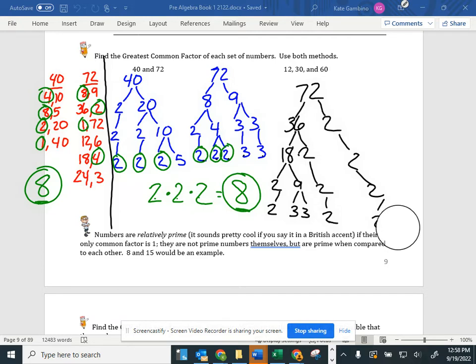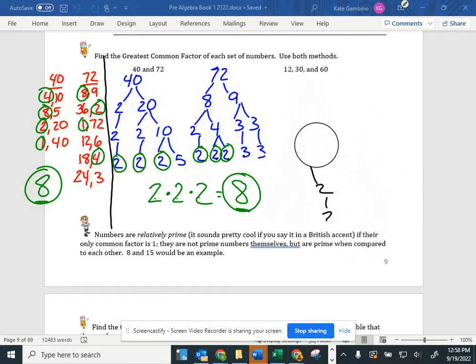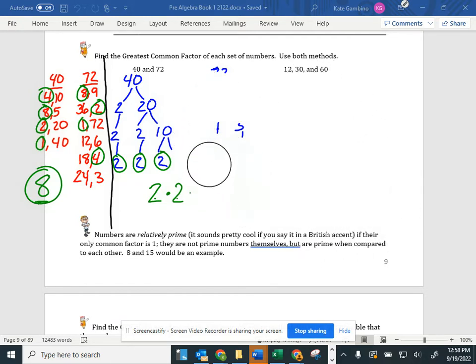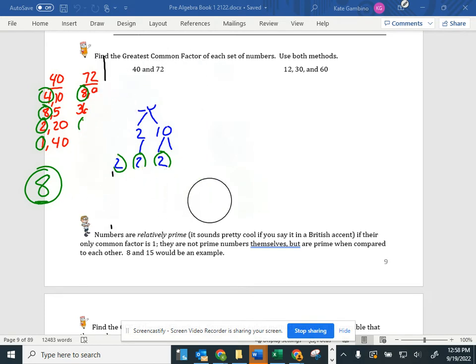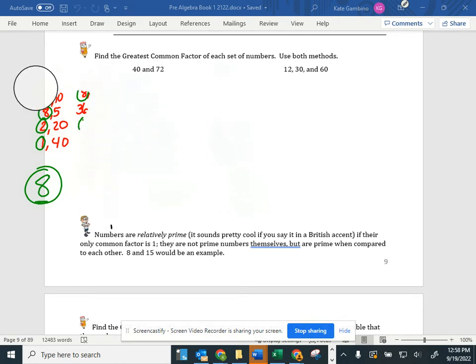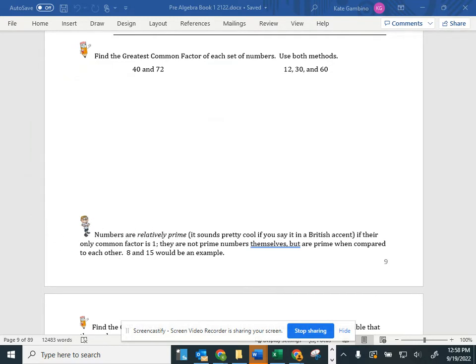Let's look at what we do when we have 3 numbers. I'm just giving myself some more work room so I can make it nice and big for you guys to see. So now I have 12, 30, and 60. Let's do our listing method first. Let's list what the factors are for 12.